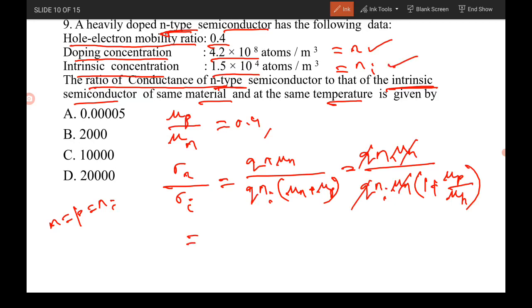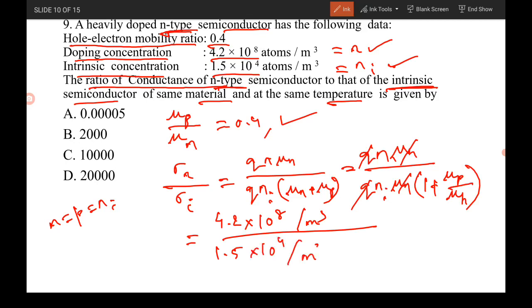So we can substitute all other values which are given. N is given and Ni is also given, and mu p by mu n is given. So we can substitute that. Substituting the values of N, what we will get? 4.2 into 10 to the power 8 atoms per meter cube divided by 1.5 into 10 to the power 4 atoms per meter cube into 1 plus mu p by mu n, which is nothing but 0.4.